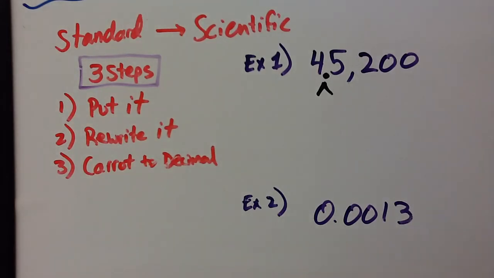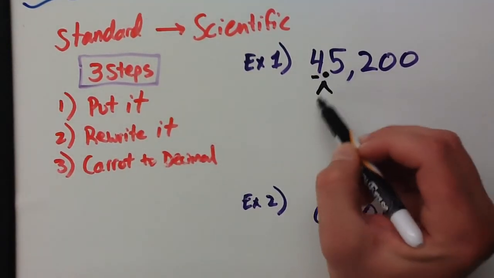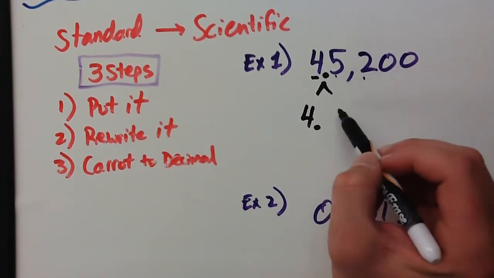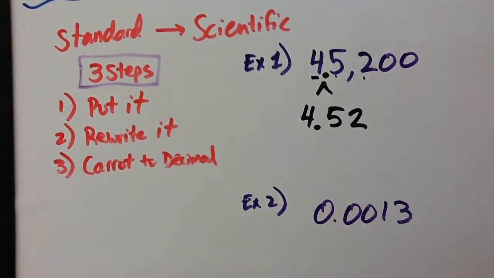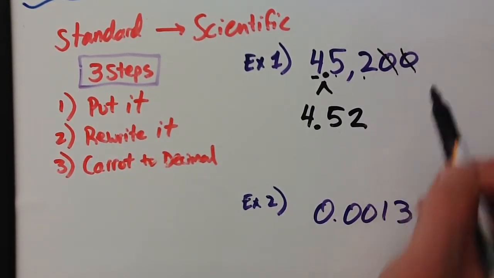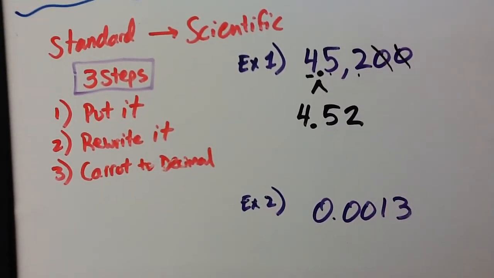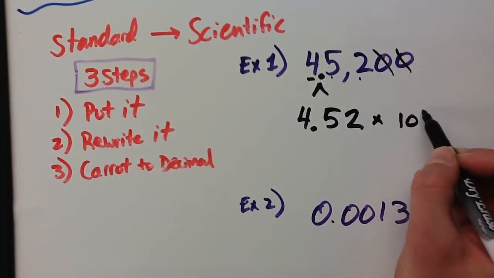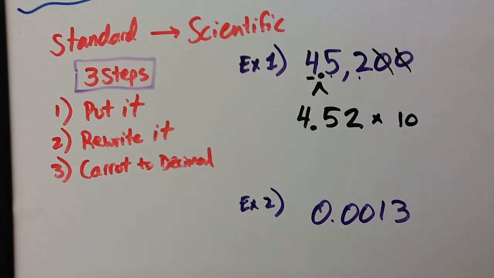Step 2, rewrite it. So I'm going to rewrite the number with a new location of the decimal times the power of 10. So I have 4, then my new decimal is right there, then I have 5, 2. Like it says on my paper, these zeros at the end of the number fall off because they are not needed. So I have rewritten it times a power of 10, and we're going to figure out what our exponent is in step 3.